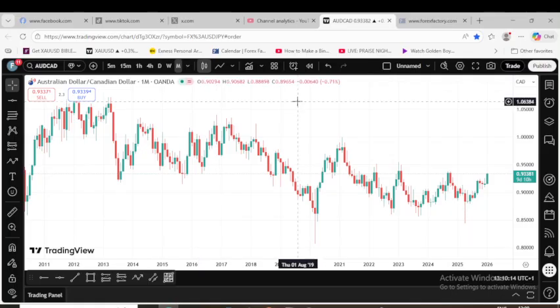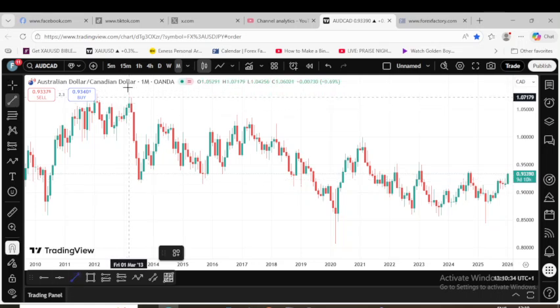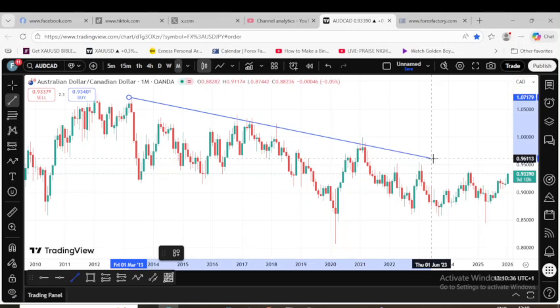Alright, so today we're going to be doing an analysis on Australian dollar, Canadian dollar, starting from the 1 month time frame. And as usual, we'll start by identifying our zones, which are higher level support levels, higher level resistance levels, resistance to support and the likes, as well as our higher level trend lines.